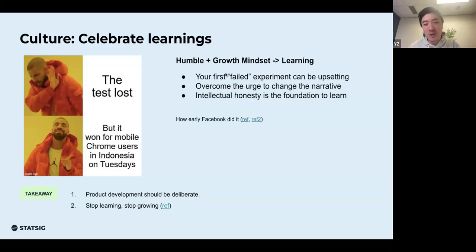So you really need to accept that you are going to fail, and you need to remember your initial hypothesis so that you can build intellectual honesty. Once you have intellectual honesty, you can objectively learn from the experiment and really do better. When your experiment fails, you should learn from these failures. There is a saying that there is no failure, there is only success or learning. The real failure is when you fail to learn. Product development should be deliberate, and the day you stop learning is the day you stop growing.